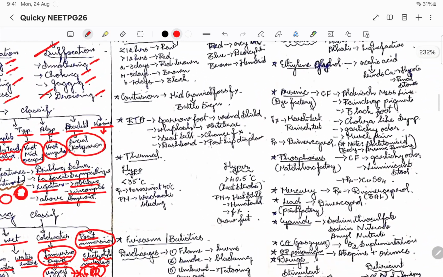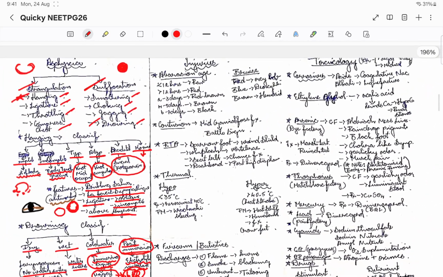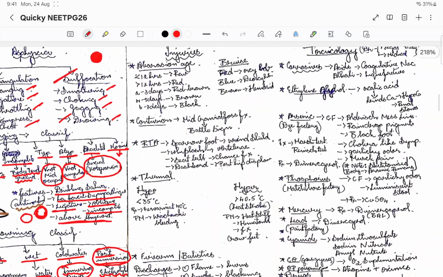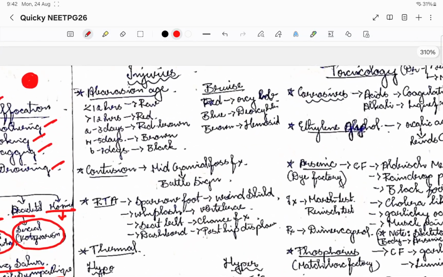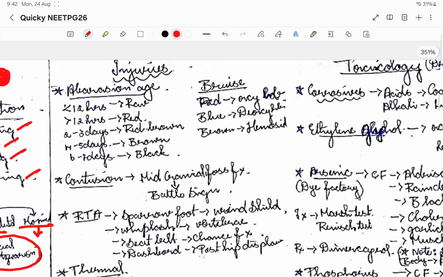Then moving on to injuries, okay. So this is asphyxia, we have finished. Now we'll move on to injuries, okay. So in injuries, the most important thing is abrasion, bruise and contusion. We should know the difference between abrasion, bruise and contusion, okay.